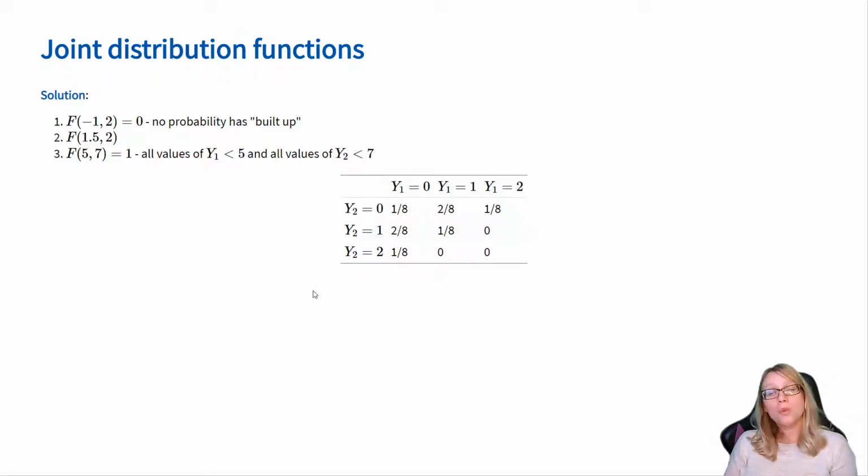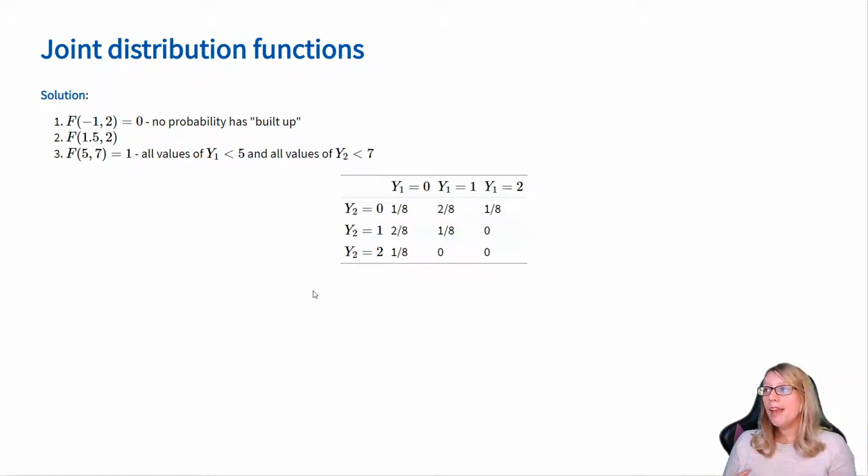So for the first one, the CDF evaluated at -1 and 2, there's no probability that has occurred because we haven't actually observed anything where y1 is negative. Similarly, for the CDF evaluated at 5 and 7, that contains everything. y1 must be less than 5. y2 must be less than 7. So we have captured all of the probability there.